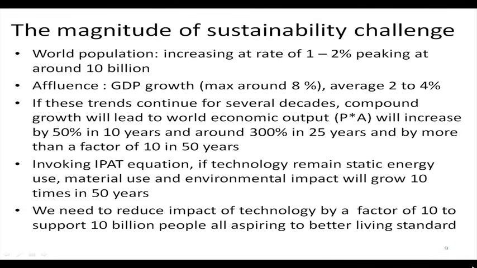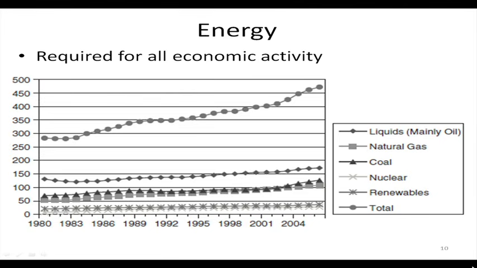To support 10 billion people, because they all want to have a better living standard, we have to reduce the impact by a factor of 10 to support the growing population. So that's the big picture of how affluence and population increase has an impact on natural resource requirement, and also an impact on how the environmental emissions will come out.